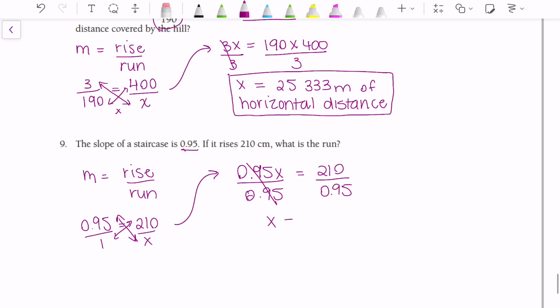And we're going to be left with x is equal to 221 centimeters of run.